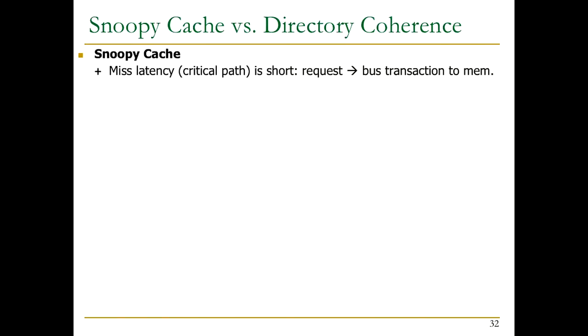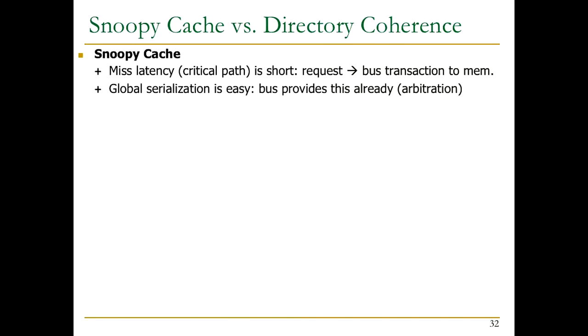Okay, so Snoopy cache, the big advantage is your miss latency or critical path is short. You send a request, it's essentially a bus transaction to memory, and you get the result. There is no middleman. There is no intermediary, which is the directory in directory coherence, right? So you can quickly get the data. And global serialization is easy because the bus provides us that already, right? And it's a natural point of arbitration. It's simple. You can adapt a bus-based uniprocessor easily. So you can have one uniprocessor that has a bus to memory, add another processor, another processor, another processor, and that's simple, right? You just need to add some state into the caches.